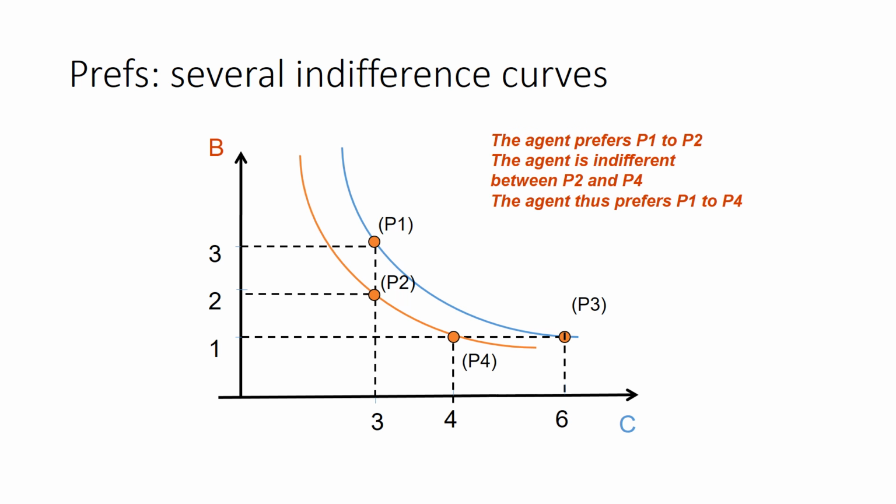So to summarize here, the agent prefers P1 to P2. The agent is indifferent between P2 and P4, and the agent therefore necessarily prefers P1 over P4. It's another way of saying the same thing.